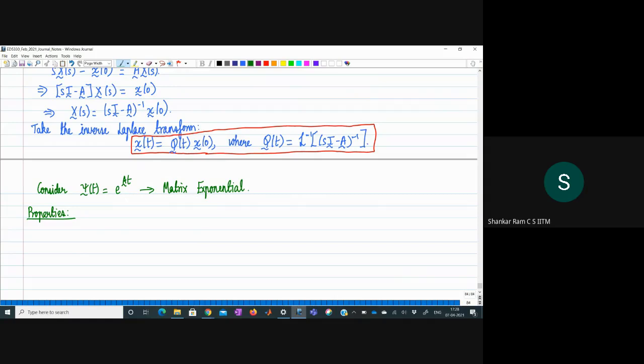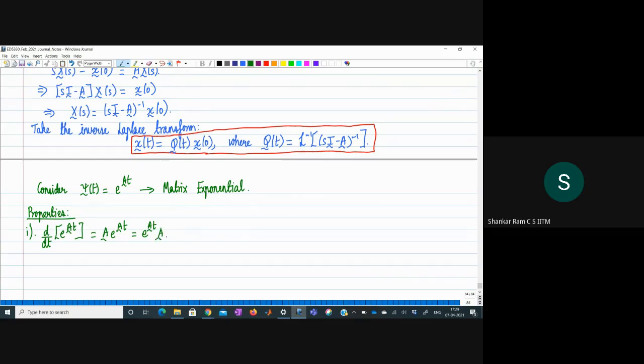Okay, as we go along, a few properties are useful to us as far as this matrix exponential is concerned. The first property is that if we take the time derivative of the matrix exponential, we get A times e^(At), which is also equal to e^(At) multiplied by A. This is very important.